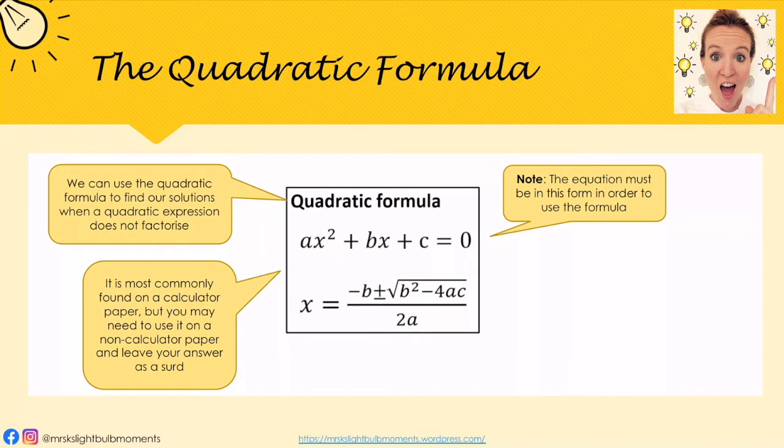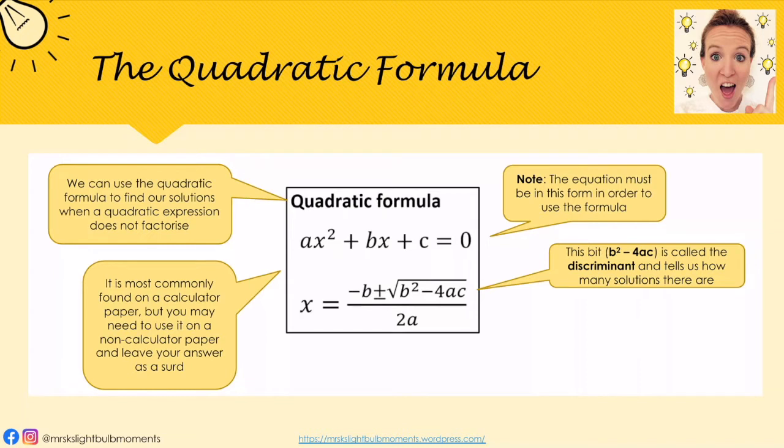The top bit is just telling you what format it must be in order to use the formula. So that means we must have a number of x squareds, b, a number of x's, and c, a constant. And it must equal 0. So sometimes you have to do a little bit of rearranging first in order to get it looking like that, equaling 0, and then you can plug it into the formula. You'd have to rearrange it anyway if you're going to factorise and solve it. So that's always the first step. Once you can spot a quadratic, rearrange to make it equal 0.